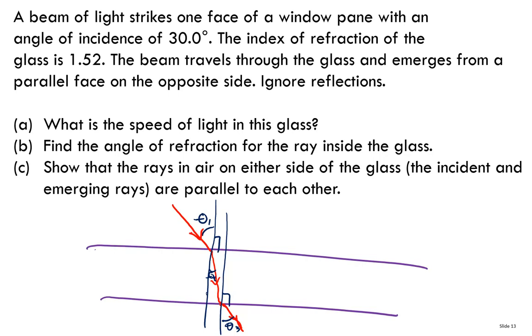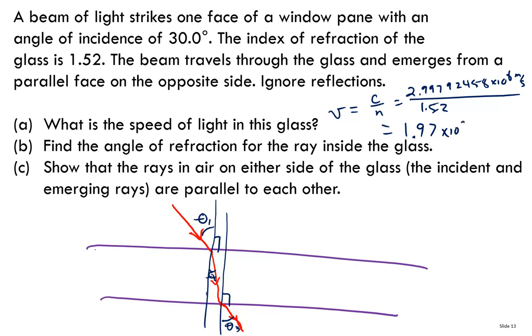I think pretty much everyone has A and B done. There might be some mistakes, so let's just do them now. So A: v is equal to c over n, which is 2.9979245 times 10 to the 8 meters per second over 1.52, which is equal to 1.97 times 10 to the 8 meters per second, because we only have two sig figs. Me putting all of the digits is overkill.